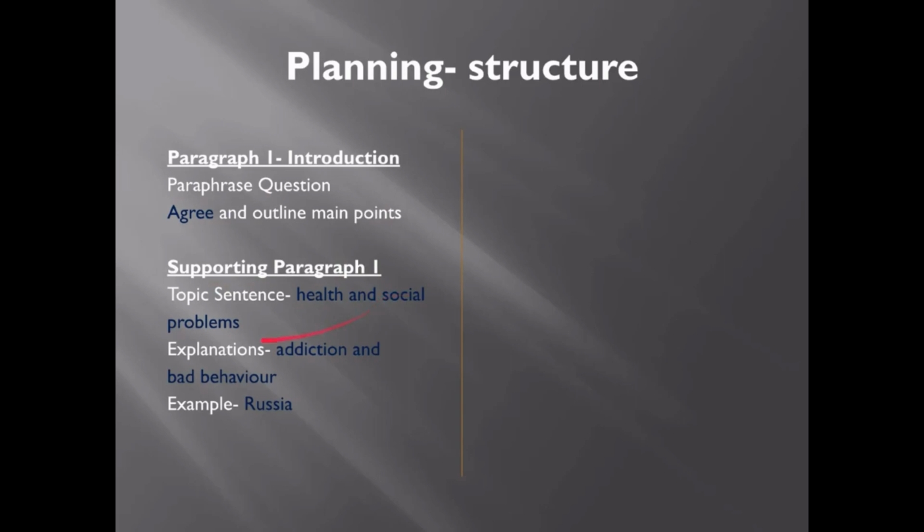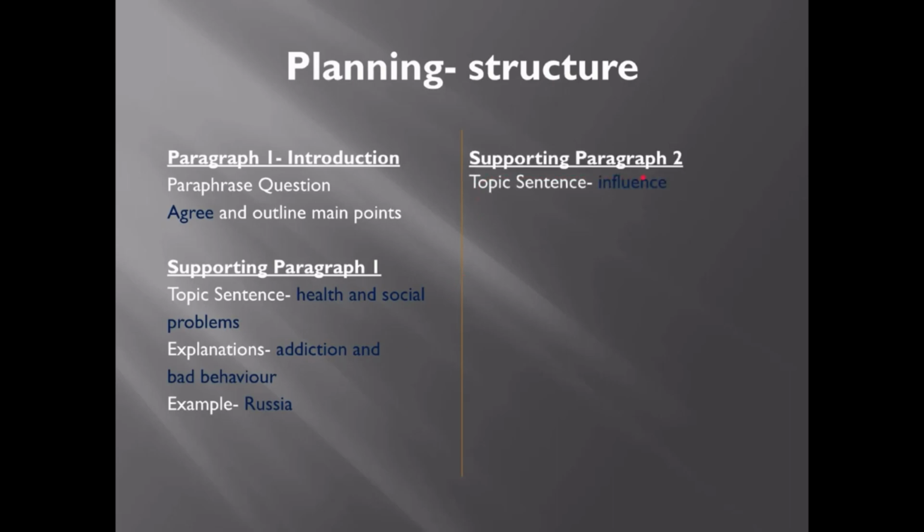Supporting paragraph 1, health and social problems. I might narrow that down when I start writing my essay a little bit more, but this is just a plan, so put in whatever you want into your plan. Explanations, addiction and bad behavior, and the example I'm going to use is a country that I know has banned some alcohol advertising, which was Russia, so I'm going to use that as an example.